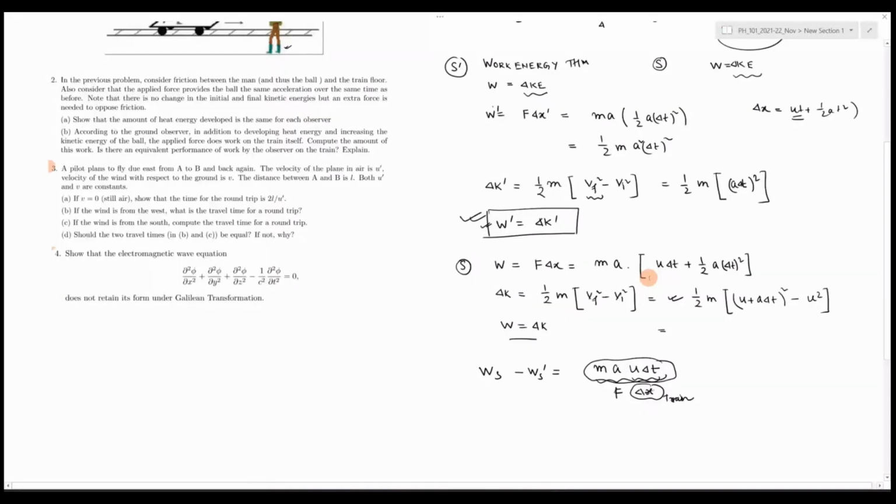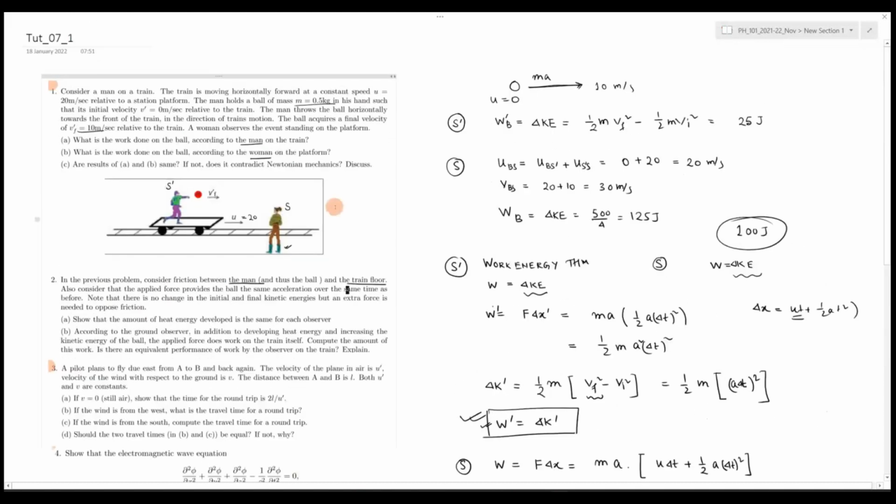Now, in question number 2, we are given that we consider friction between the man and the train floor. So we have some friction in between. Now see, you cannot actually change your speed from 0 to 10 unless you apply force on the ball, right? But how will you apply this force if there is no friction between this person and the train? Then you cannot apply the force to the ball. Will you guys agree with me on this point or not?